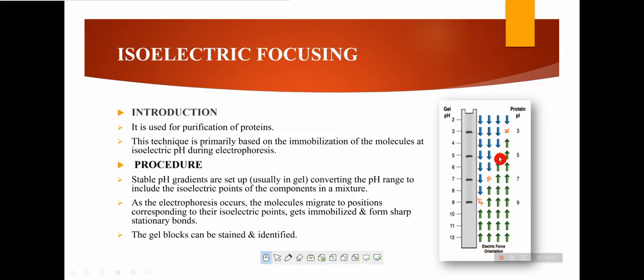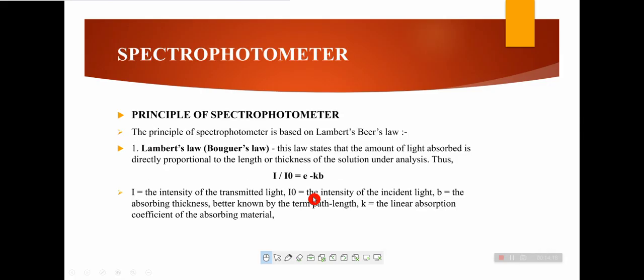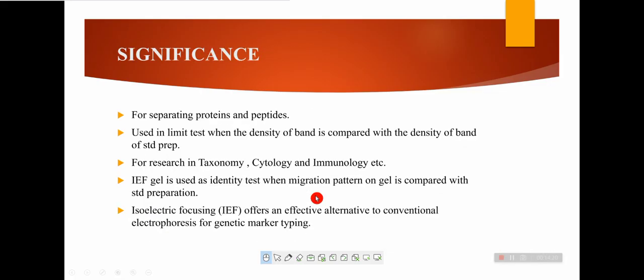As you can see in this picture, sharp stationary bands are formed. The gel blocks then can be stained and identified. The isoelectric focusing technique is used for separating proteins and polypeptides. It is also used to measure the density of bands. It is used for research in taxonomy, cytology and immunology. It offers an effective alternative to conventional electrophoresis for genetic marker typing.